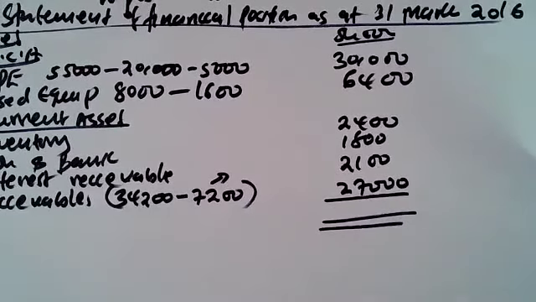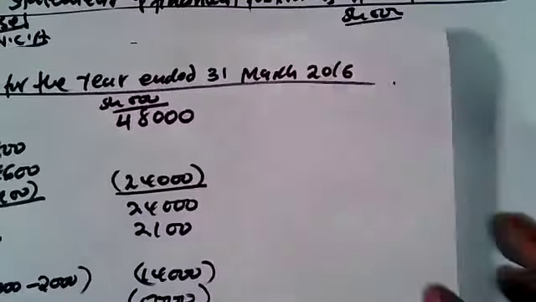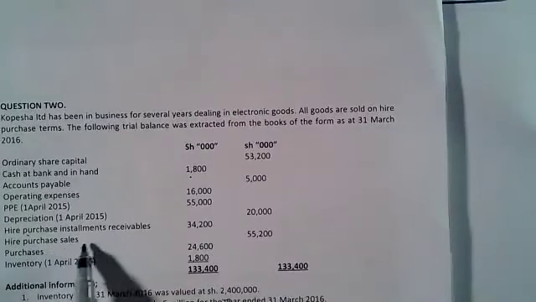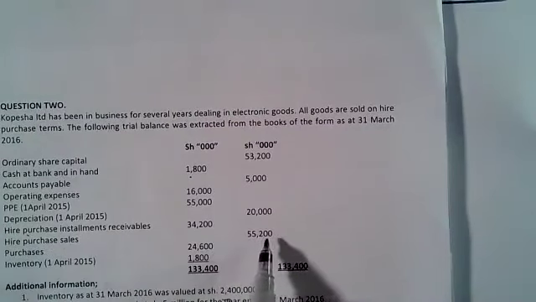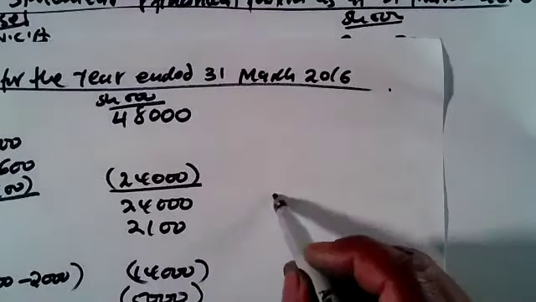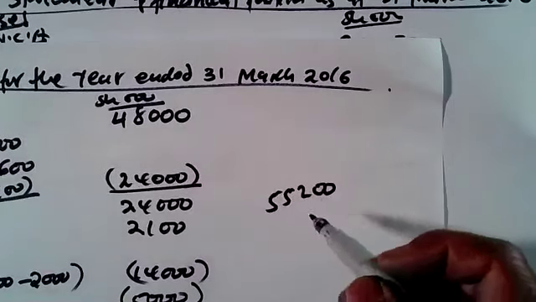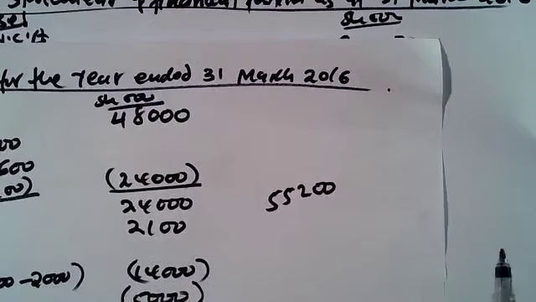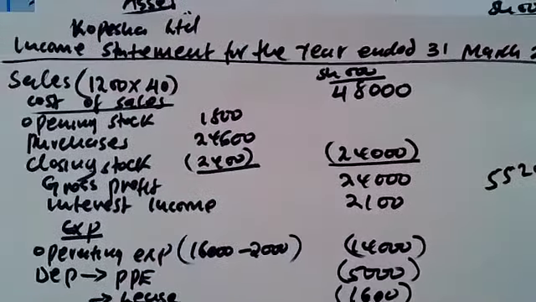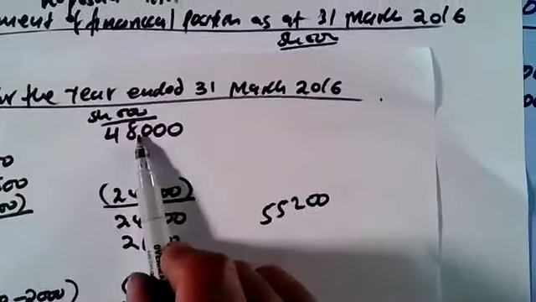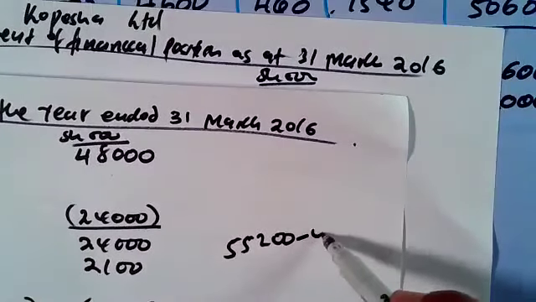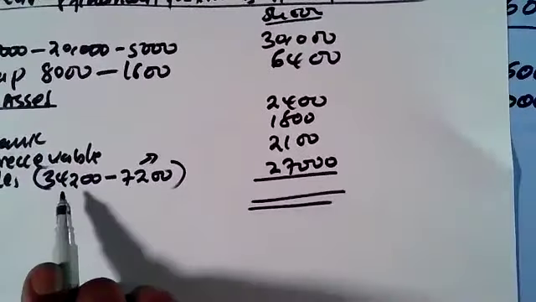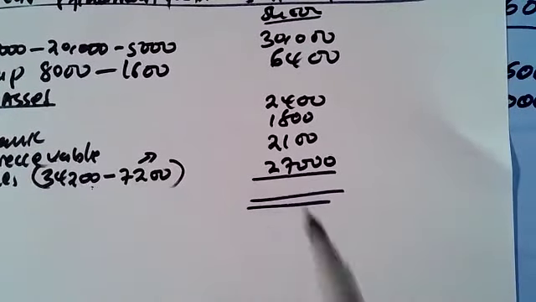Let's look here. From the trial balance, you see the hire purchase sales is 55,200. That is what they had shown in their financial statement. But we have seen that under the interest method, we should recognize the sales at cash price. And the sales recognized here is 48,000. Subtract 48. That means the receivables we have of 34,200 were already overcharged.